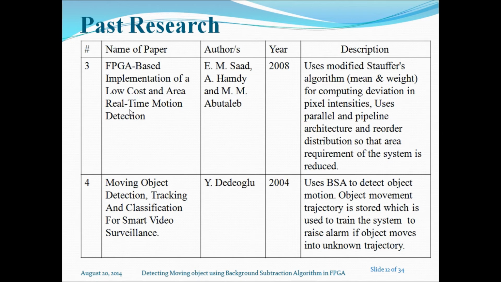In paper 4, a background subtraction algorithm is used for motion detection. Here the object's movement trajectory is stored, which is used to train the system to raise an alarm if the object moves into an unknown trajectory. We will look at the comparison of the proposed work with this research after we discuss the system.